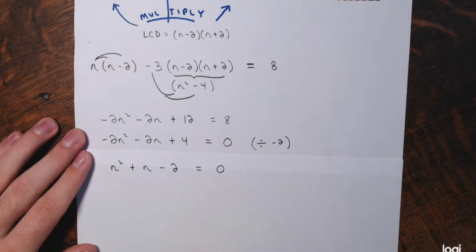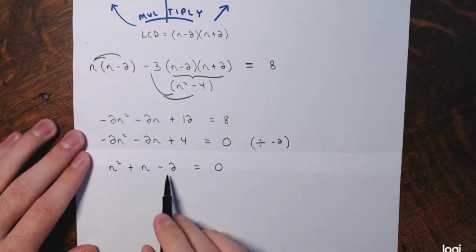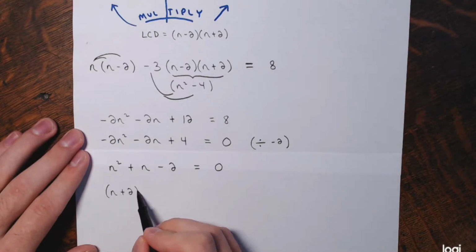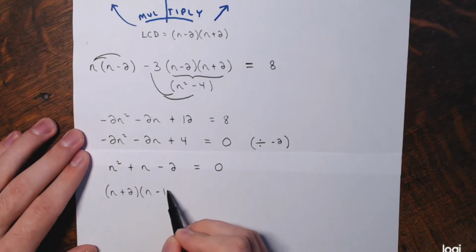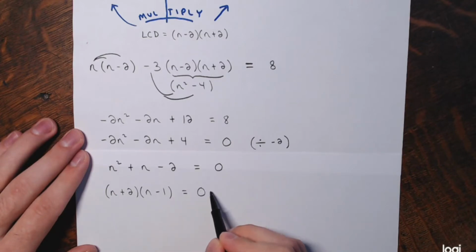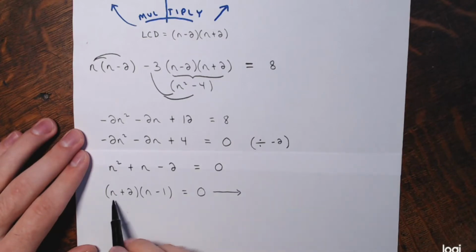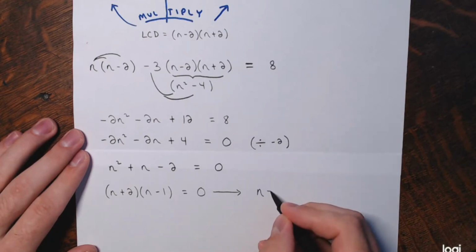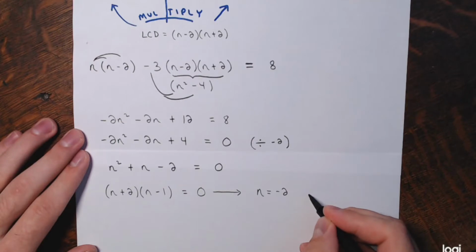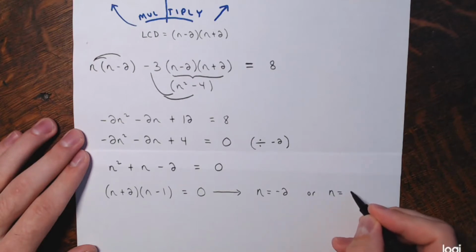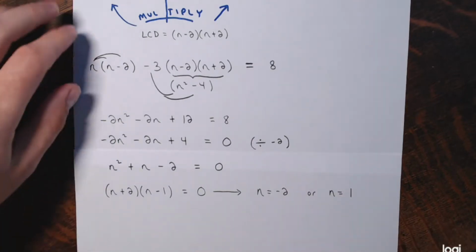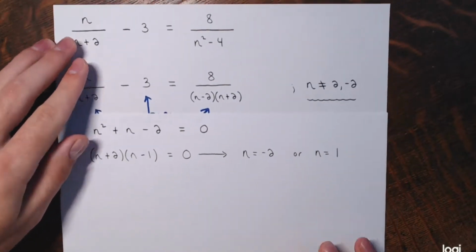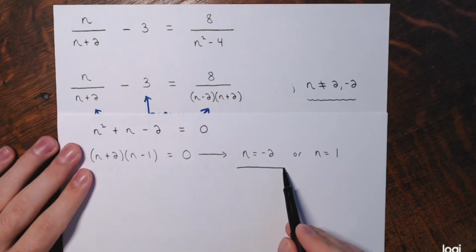Right. Left side's nice and factorable. Right, this factors to n plus 2 times n minus 1. And by the zero product property, right, either n plus 2 is 0 or n minus 1 is 0. So n could either be negative 2 or n could be positive 1, and check. Now, one of these is bad, and that's this one.